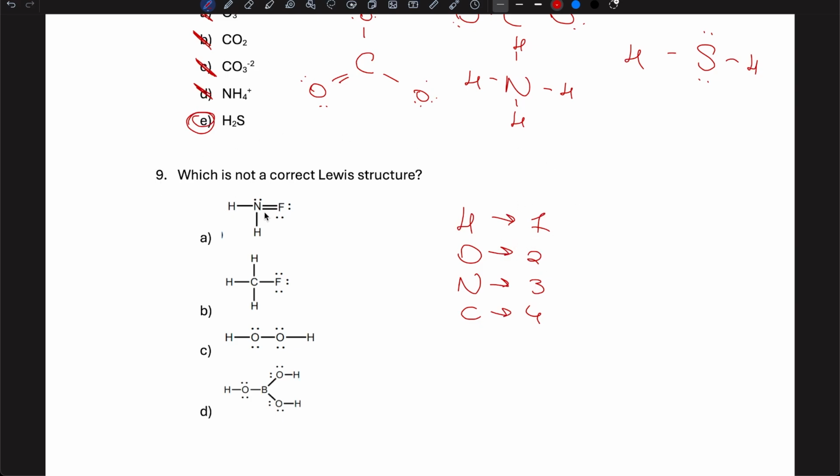H has 1 bond, good. H has 1 bond, good. Nitrogen has 3 bonds, good. However, fluorine has 2 bonds. Halogens are supposed to have 1 bond. And so this is, hey, let's add an arrow mark. Maybe this is our wrong answer.